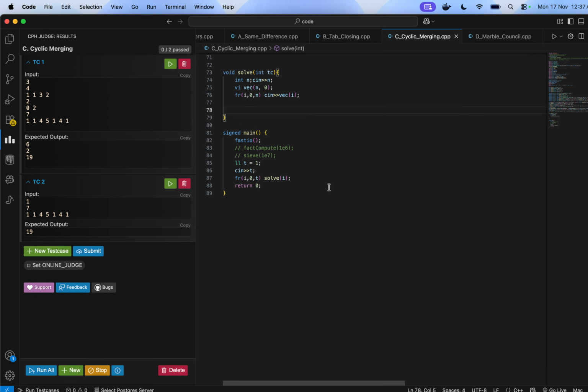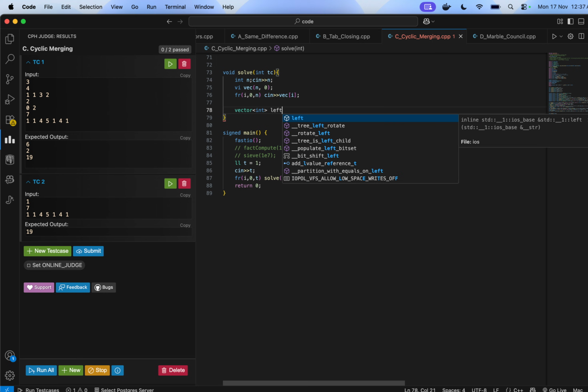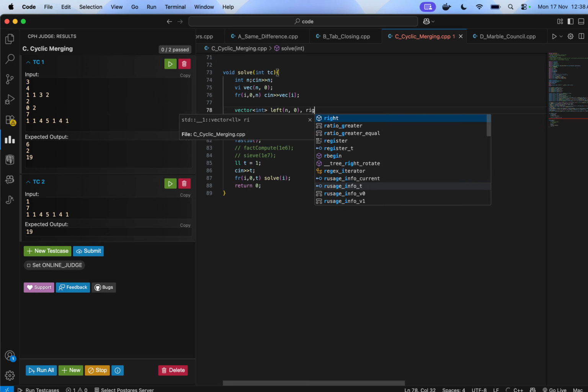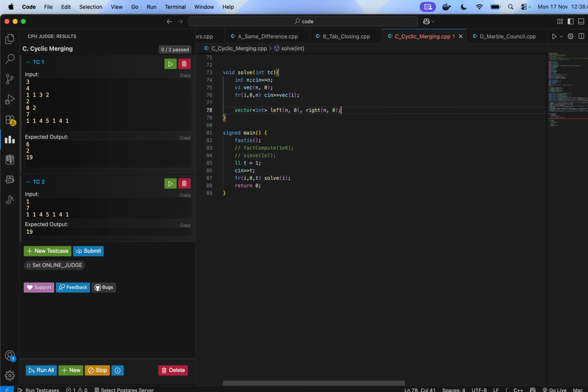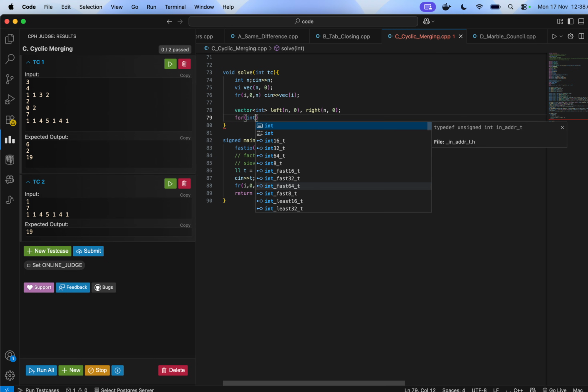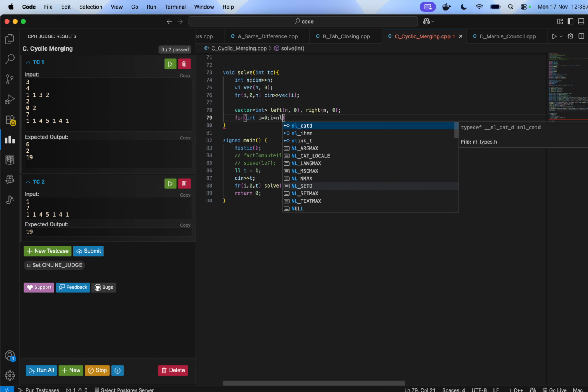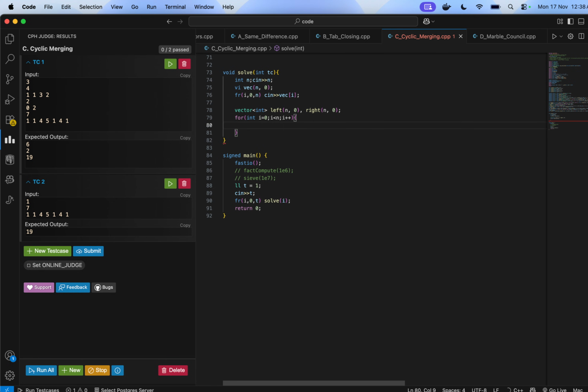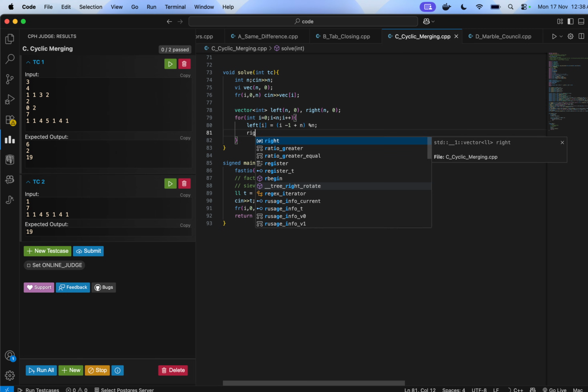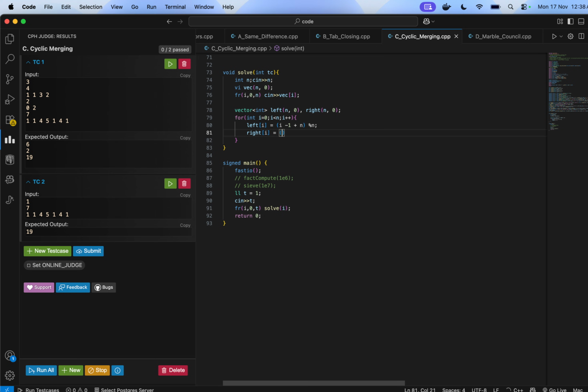So for implementation, let's first assign the left and right neighbor for each of the nodes. A cyclic neighbor can be found using this formula if it is zero-based indexing. Similarly, right neighbor can be found using I plus 1 modulo n.